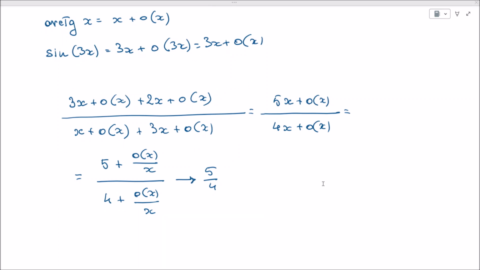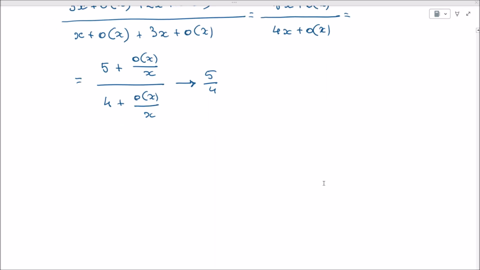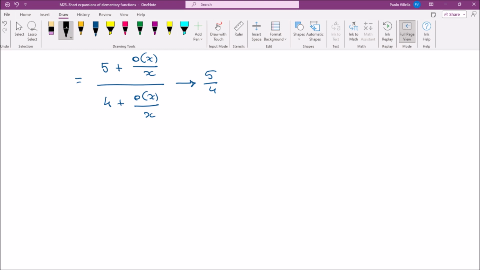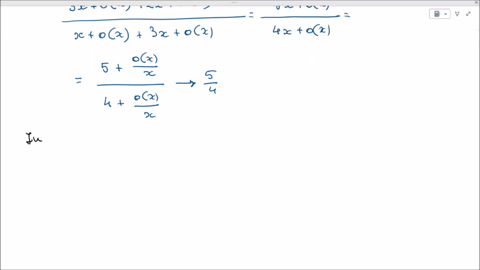It is useful to consider that in general, this might be useful in future. In general, if we have the limit as x goes to 0 of little o of x to the k, divided by x to the k, of course this is equal to 0.